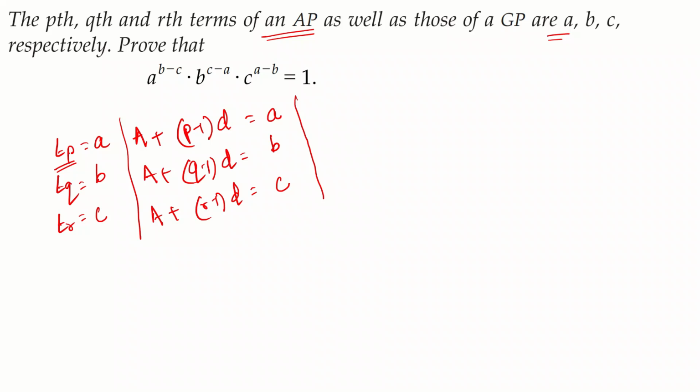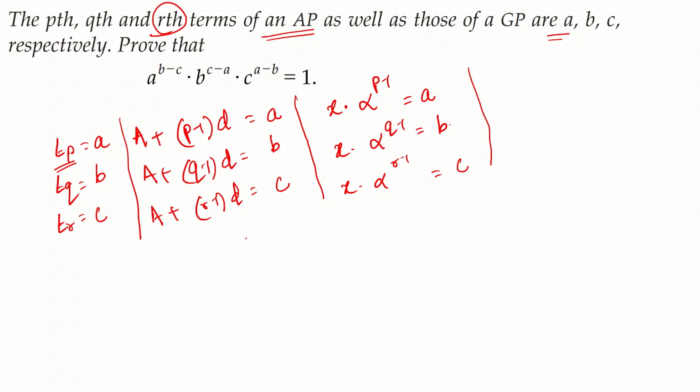Again, we cannot take the first term of the GP to be A, so assume that it is X. The common ratio also we cannot take as R, because R is already taken as the rank of some term. So let's assume that the common ratio is alpha. Alpha is this Greek letter. So X times alpha to the power of P minus 1 is equal to A, X times alpha to the power of Q minus 1 is equal to B, and X times alpha to the power of R minus 1 is equal to C.